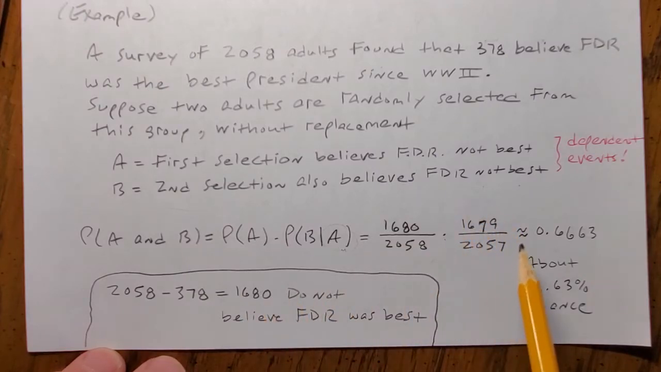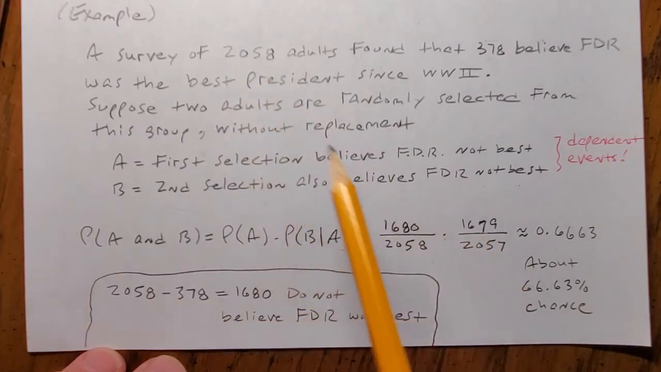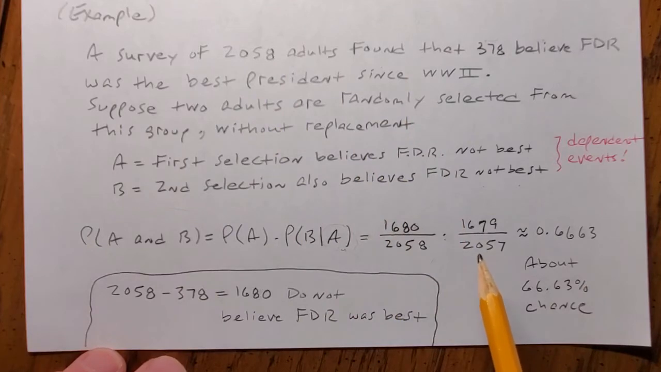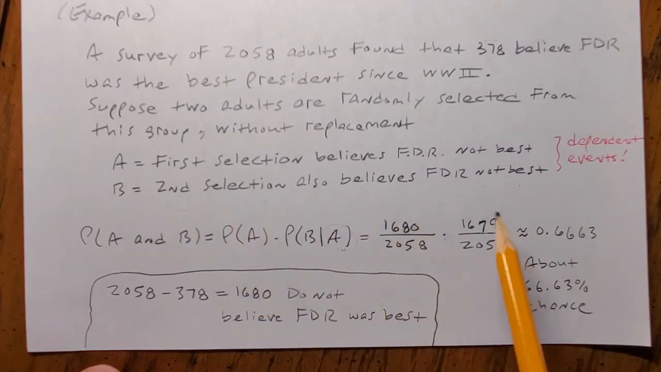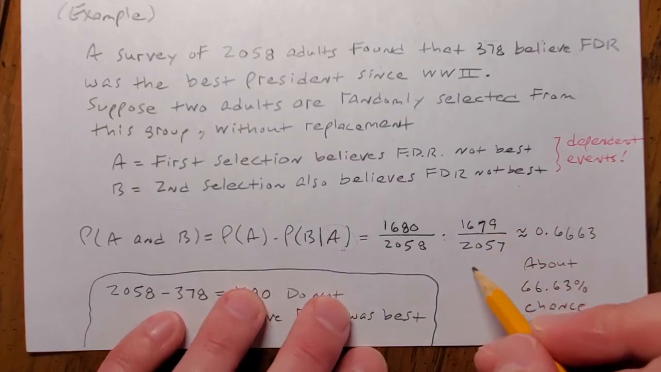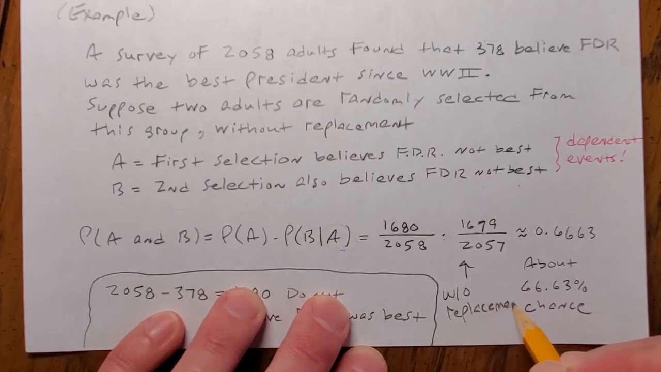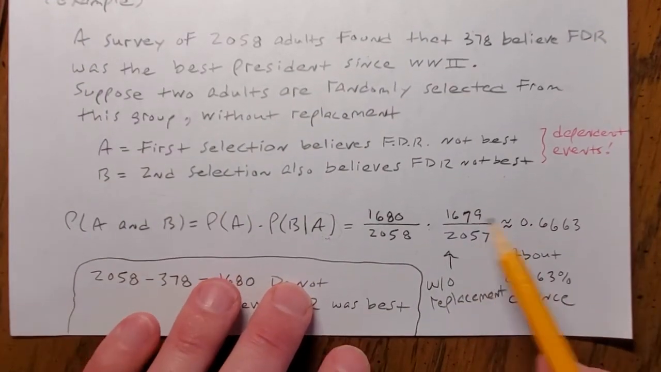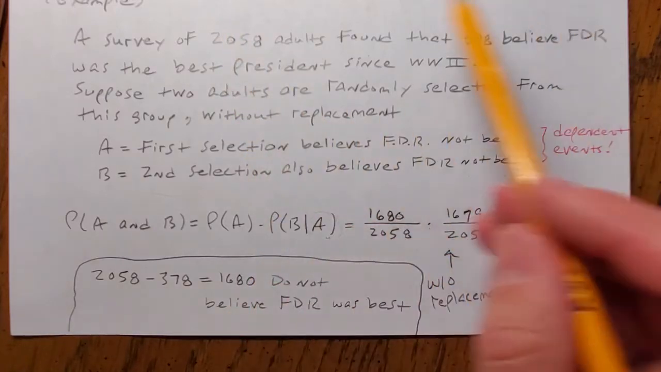But the group has also gone down by one. It doesn't have 2,058 people anymore. You took that first person out. Now it has 2,057. Okay, there you go. So there are the odds of that first choice, not thinking FDR was the best, times the second choice. Now these numbers are all changed because of not replacing that first person and choosing from an altered group.